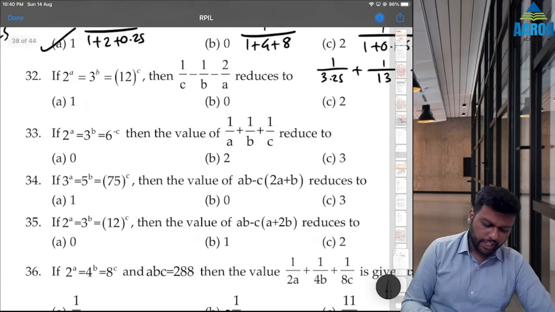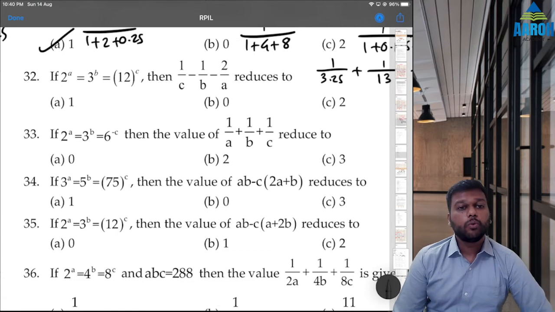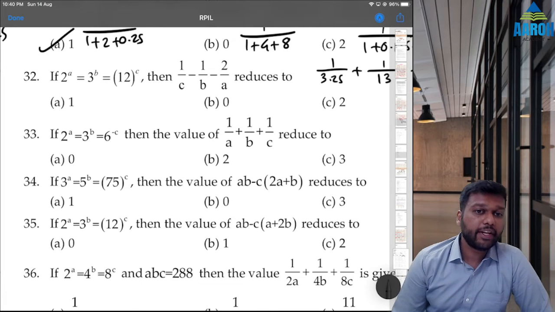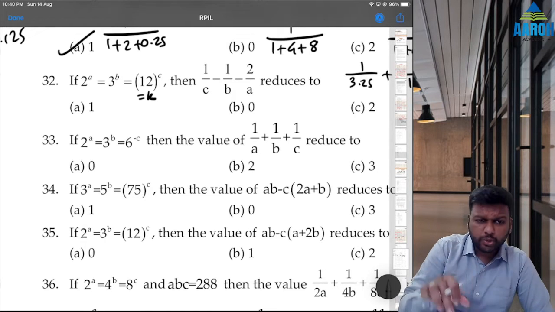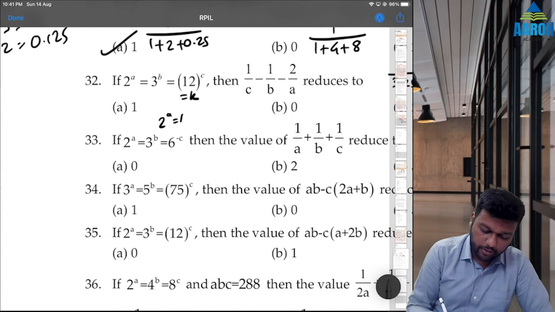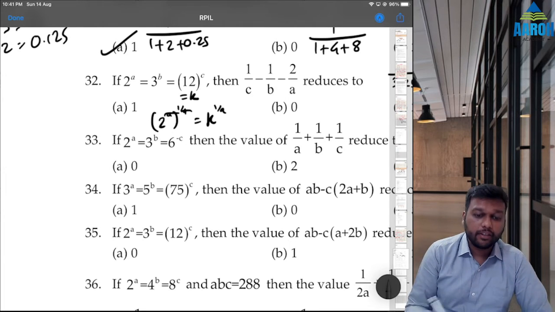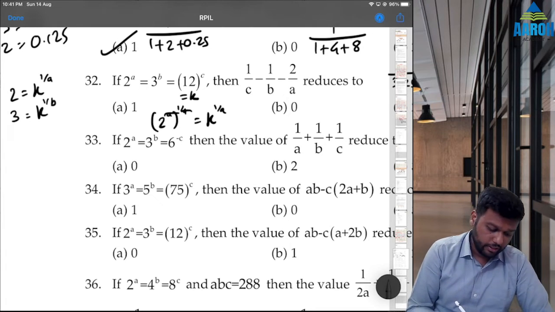32. If 2 raised to a is equal to 3 raised to b is equal to 12 raised to c, then what is this? Now here unfortunately we have to solve, because assuming numbers will be very complicated here. So let's assume everything as k. If 2 raised to a is equal to k, then if I raise both sides by 1 by a, then a will be cancelled here, and so we'll have 2 is equal to k raised to 1 by a. Similarly, we'll have 3 is equal to k raised to 1 by b, because everything is equal to k, and 12 is equal to k raised to 1 by c.